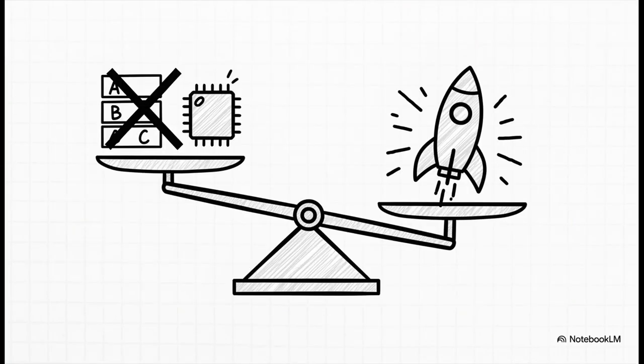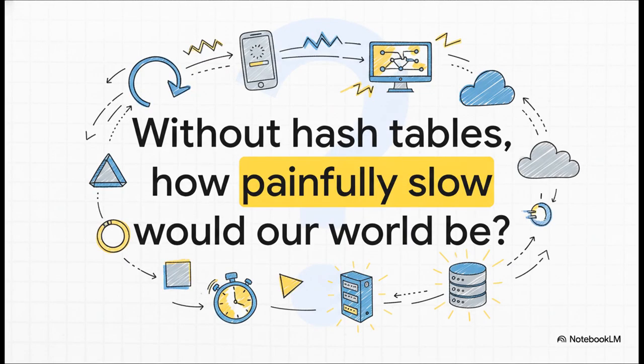So if you remember one thing, let it be this. Hash tables make a really important trade-off. They give up on keeping data neatly sorted, and they might use a little extra memory to keep things from getting too crowded. But what do we get in return? An enormous, game-changing gain in pure speed. And that leaves us with one final thought. This elegant, simple data structure is working tirelessly behind the scenes in almost everything you do online. So the next time an app on your phone responds instantly, just take a second and ask yourself, without the magic of hash tables, just how painfully, frustratingly slow would our digital world actually be?